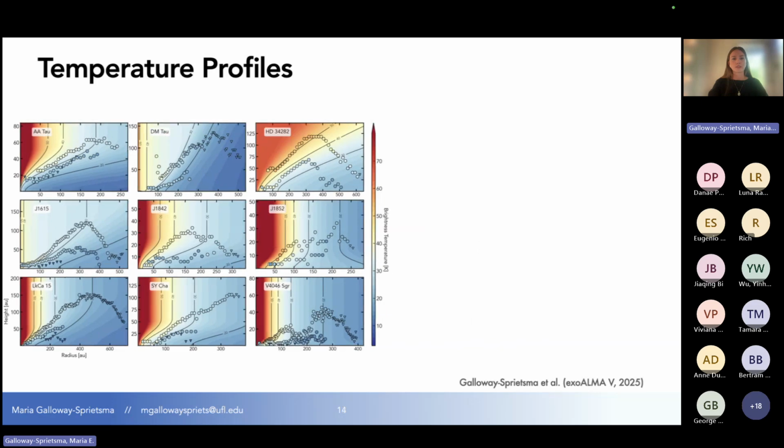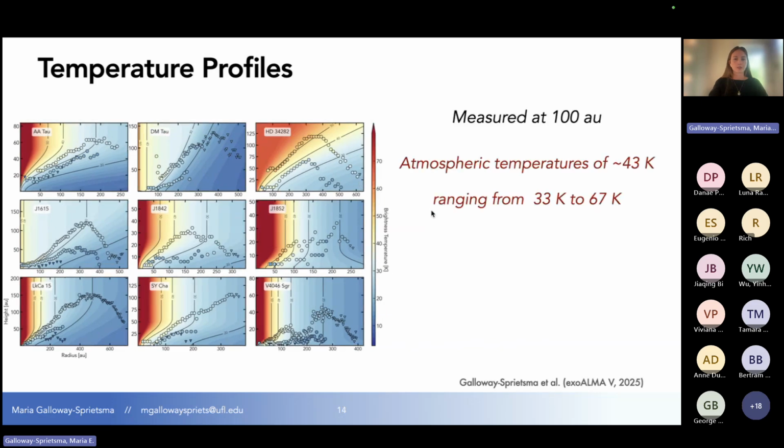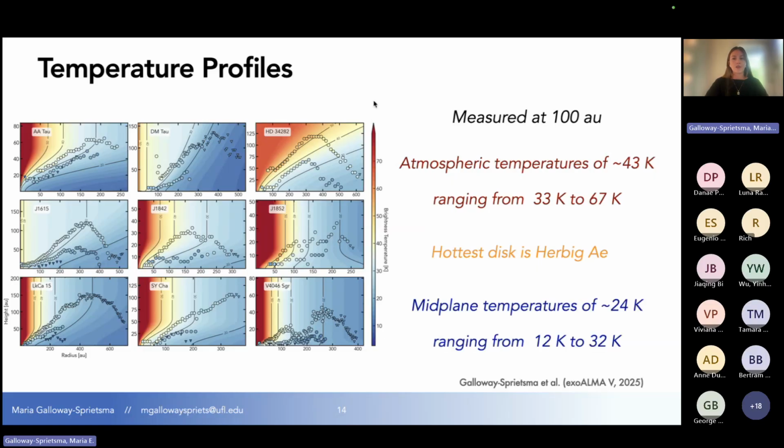So just some quick statistics about what we're seeing here. Of course, we see hotter atmospheric temperatures that range from 33 Kelvin to 67 Kelvin. The hottest disk is around a Herbig Ae star, which makes sense. It's HD 34282. Although in this profile, it doesn't look like it is the hottest, but that's just because of this area over here. And then we see midplane temperatures of about 24 Kelvin, which is a little bit hotter than simulations suggest. So again, that's why I'm interested in better understanding the midplane of these disks in future work.